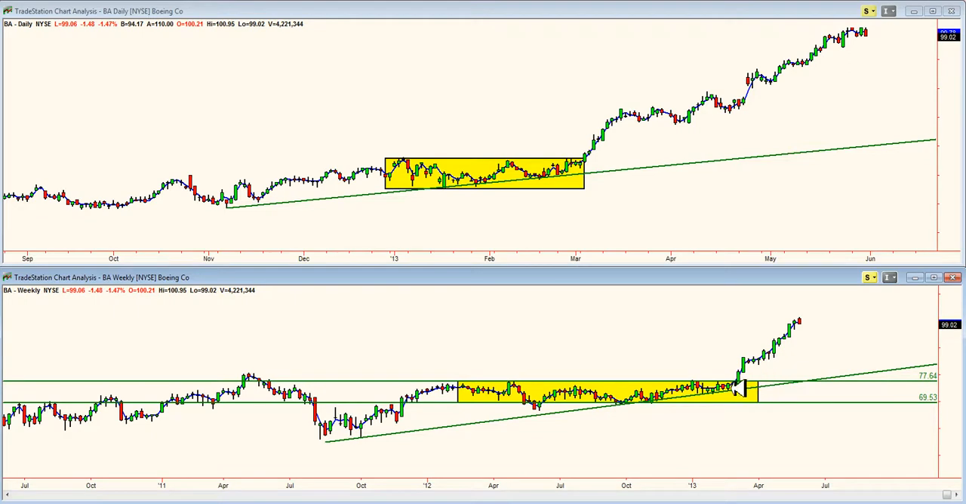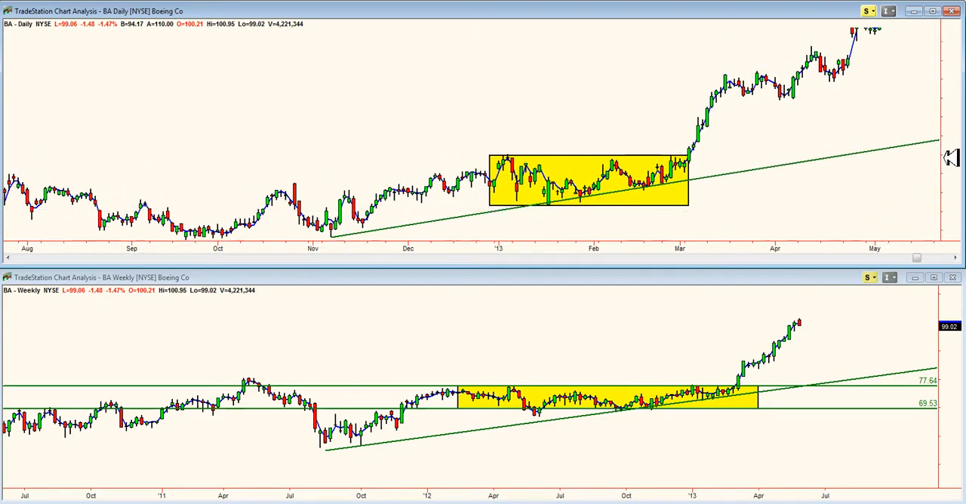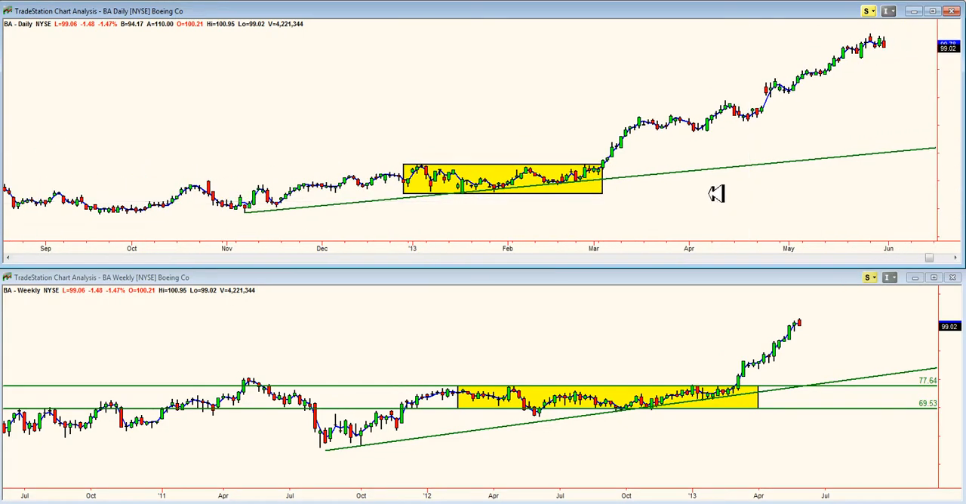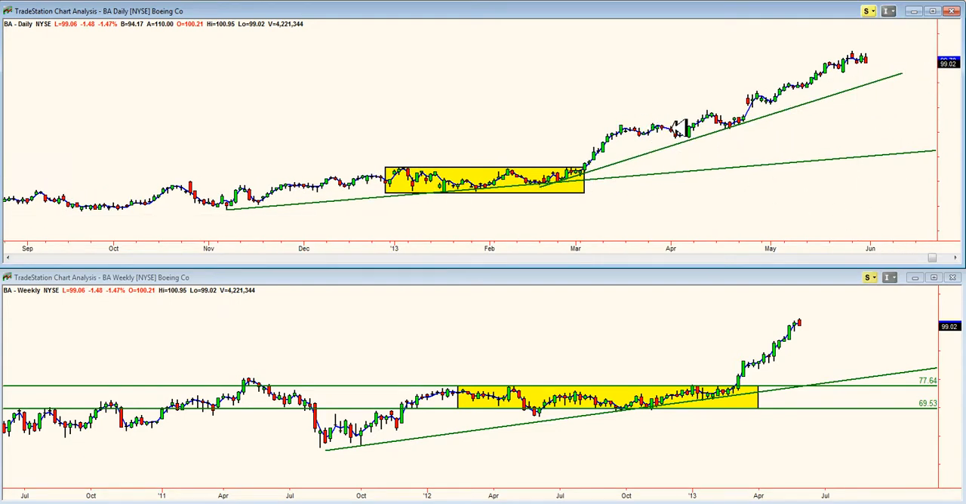Nice long consolidation. Nice trend line established. We break out along that trend line. You can see that here on both the daily and the weekly chart. And then you can see how the trend actually continues after breaking out of that box. We have another consolidation and another break, and now Boeing is consolidating again. So this was a continuation.